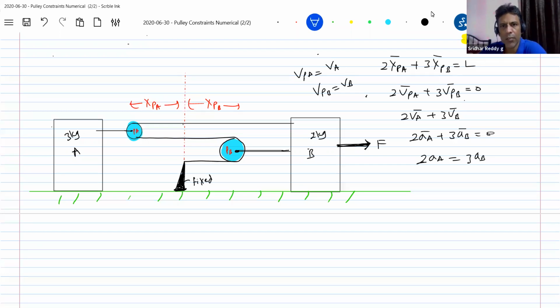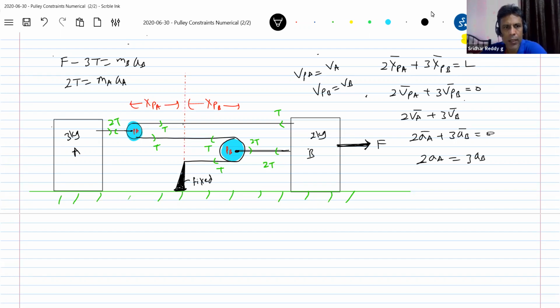Okay, fine. Okay, let's go for tension. So what about the tension here? Tension T. So how much tension here? 2T. Then what will the equations of motion be? F minus 3T should be equal to MB into AB. Similarly, what is the force acting on block A? 2T should be equal to MA into A. How many unknowns are there? Acceleration of block B, block A, and tension. And there's one constraint equation.